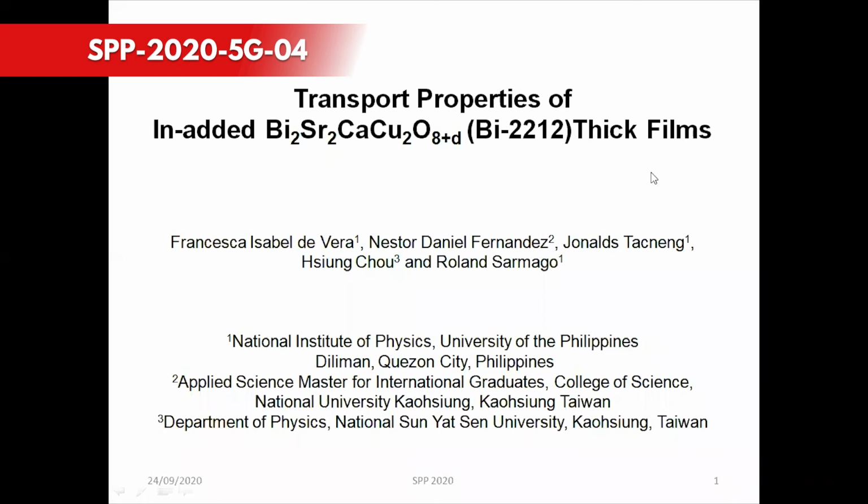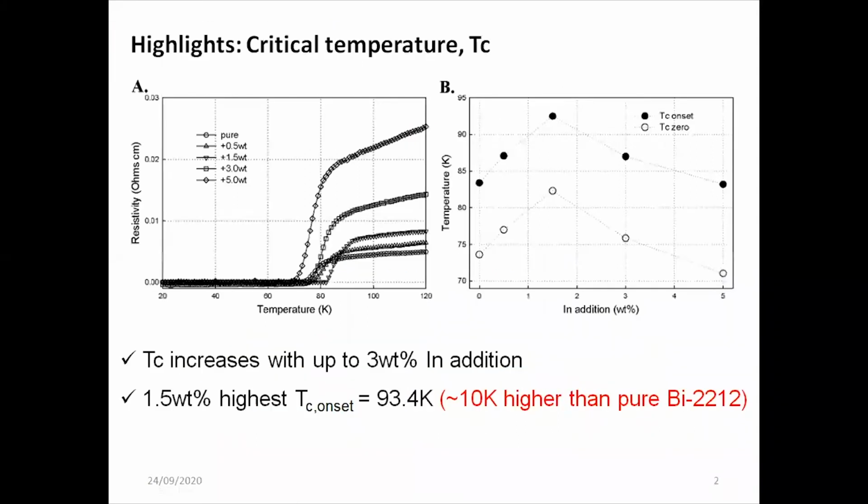Our paper is entitled Transport Properties of Indium Added Bismuth Strontium Calcium Copper Oxide or Bismuth 2212 thick films. In this paper, we report the effects of indium addition on the superconducting transport properties of Bismuth 2212 thick films fabricated by a sedimentation deposition technique. Here are the highlights of our study.